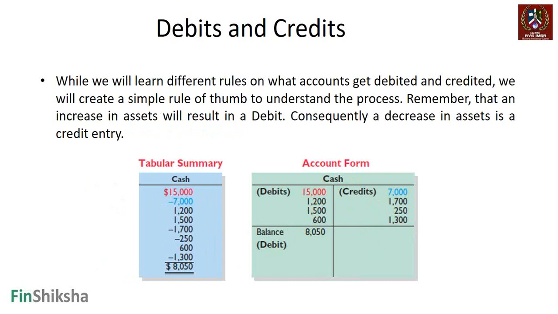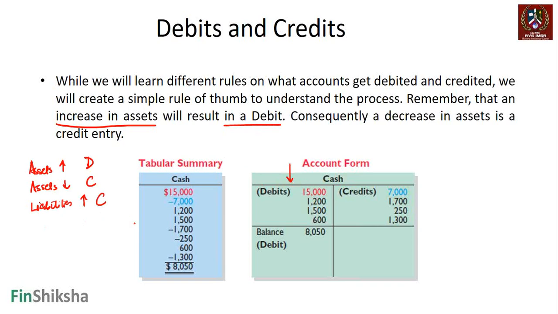Now, when we learn the different rules on what accounts get debited and what accounts get credited, we will create a simple rule of thumb to understand the process. Just remember one thing when you're creating this account: an increase in assets will result in a debit. Anything that causes an increase in assets is going to come on the debit side, right? Everything follows from this one single thumb rule. If assets go up, that's a debit. If assets go down, that's a credit. We just saw an example in the cash account, right? If liabilities go up, that's going to be a credit because that's the opposite of assets, effectively.